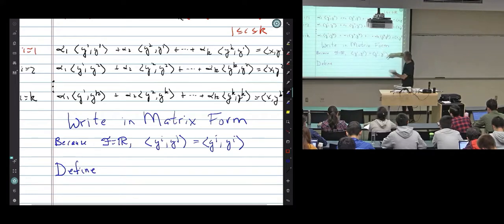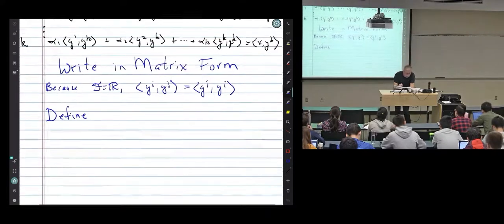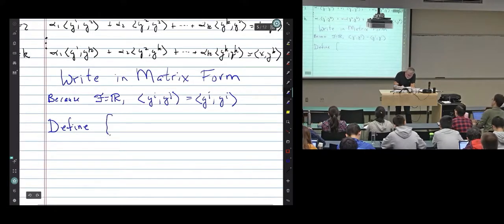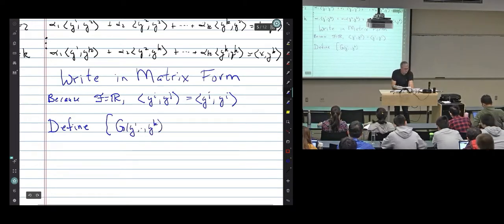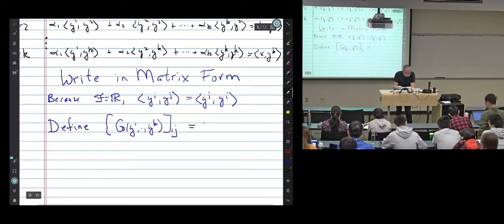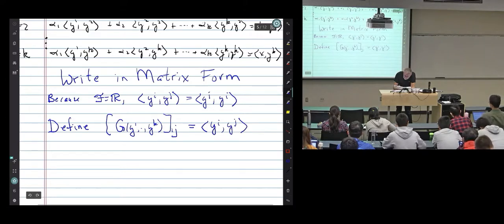Okay, so surprise, surprise, I'm going to stack the alphas into a vector. But then I need a matrix that's multiplying them. What is that matrix? Okay, so this is what I'm going to define. This matrix depends on the vectors I use on the basis of M. Its ij element is simply going to be the inner product of yi and yj.